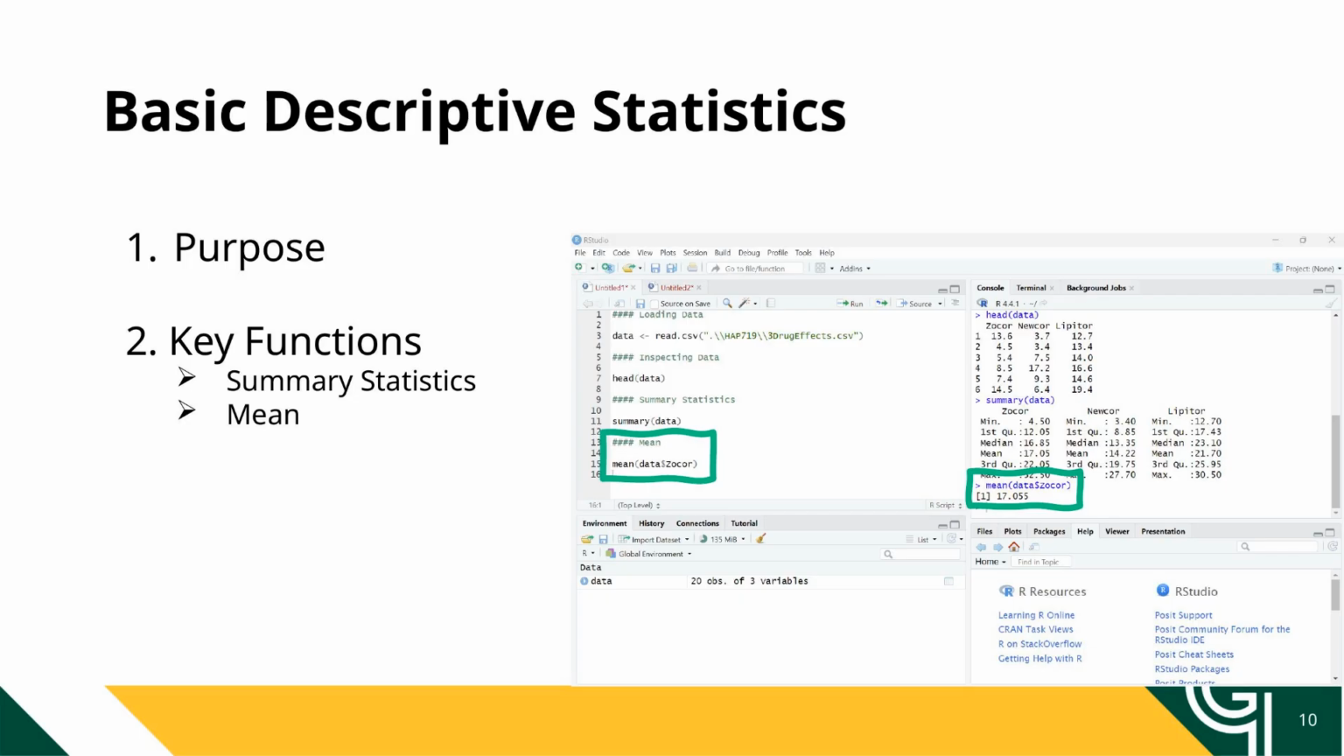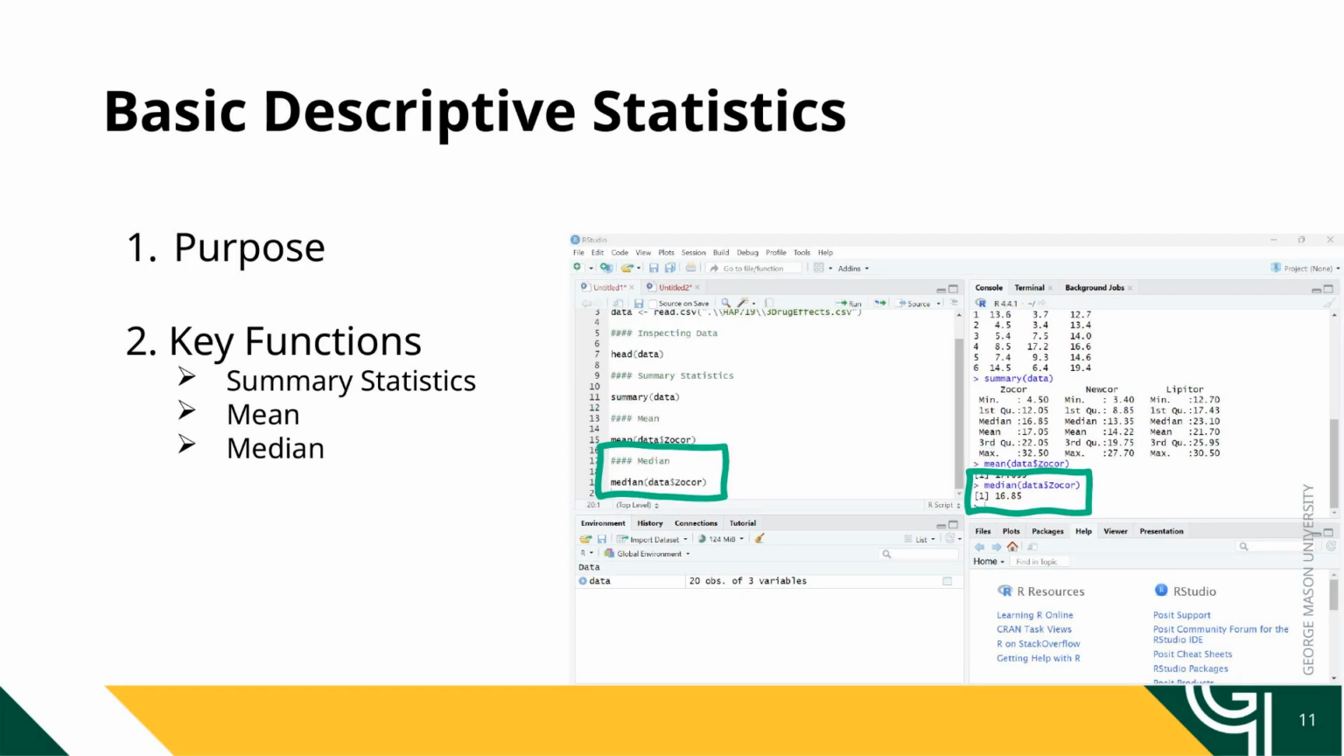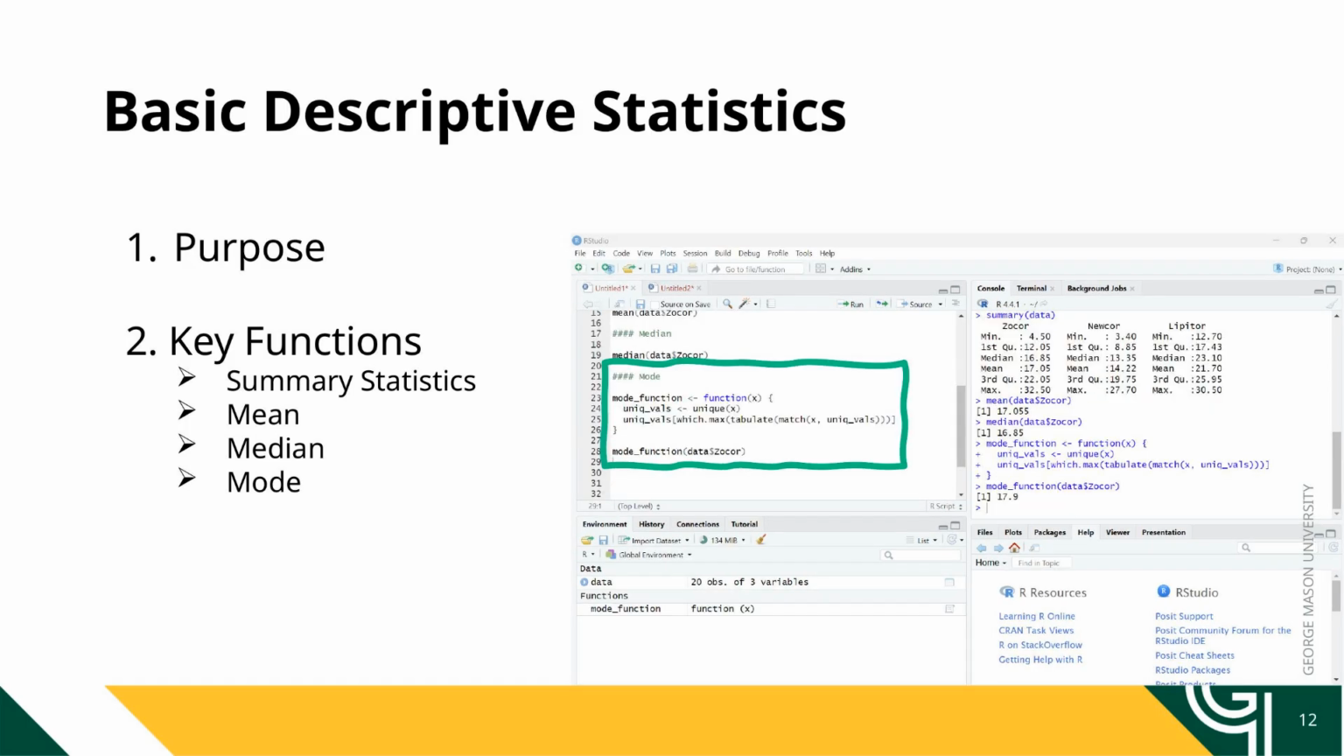Mean calculates the average value of a numerical variable. Median finds the middle value, which is less sensitive to outliers than the mean. Mode is the most frequently occurring value in a dataset. Unlike mean or median, R doesn't have a built-in function for mode, but you can create a custom function to calculate it. It works by finding the unique values in the dataset, counting how frequently each value occurs, and then returning the value with the highest frequency. Mode is especially valuable when dealing with categorical data, where mean and median may not be applicable.